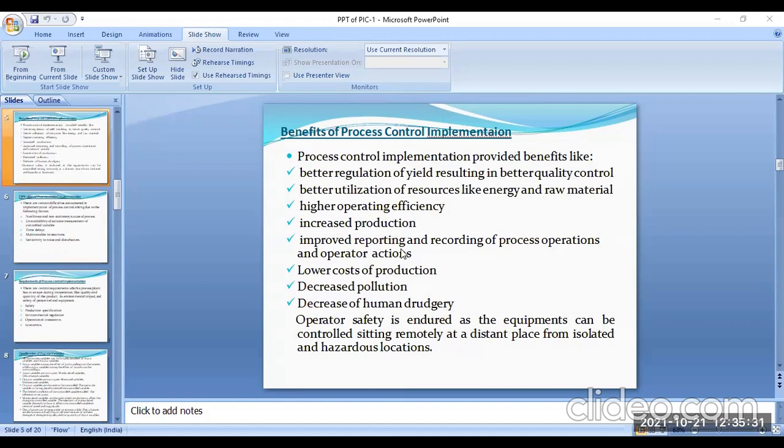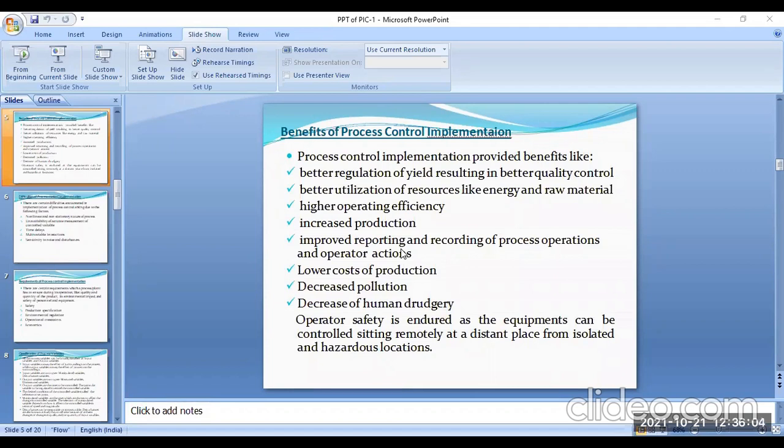Number two, better utilization of resources like energy and raw material. That means in your industry you have to use different types of raw materials and different types of energy. When you use modern techniques or modern equipment, you make full use of your raw materials and energy resources. So this is better utilization of different types of energy, different types of raw materials, etc.